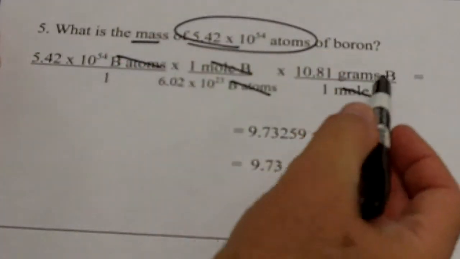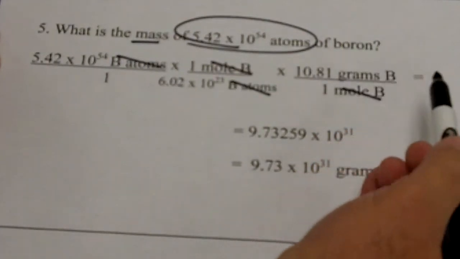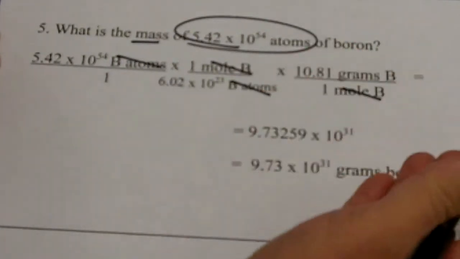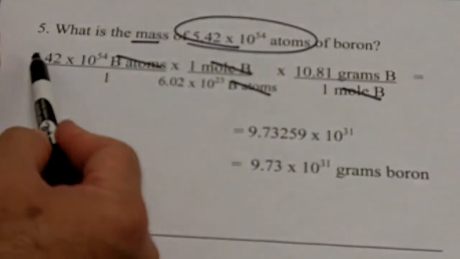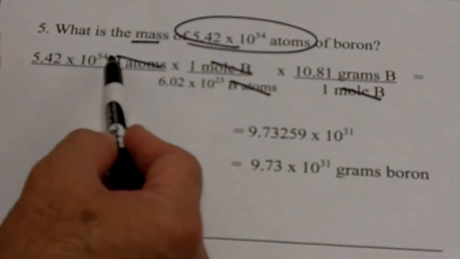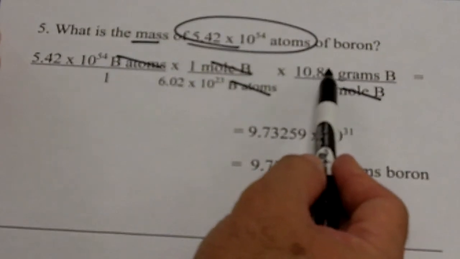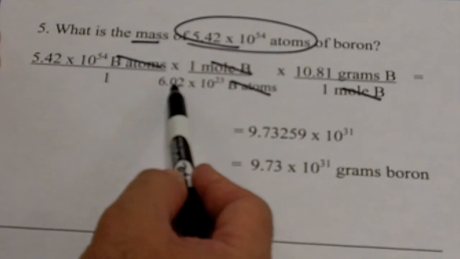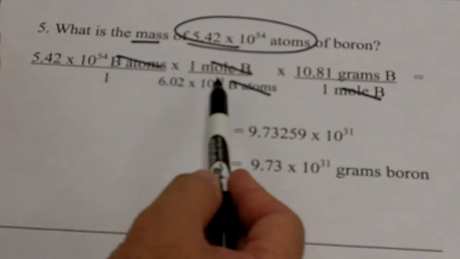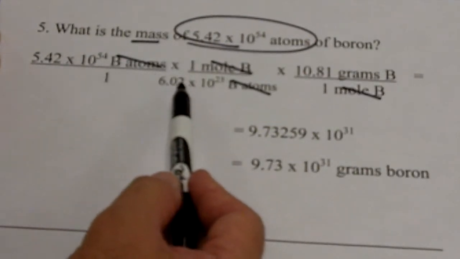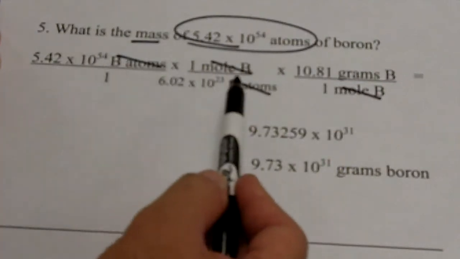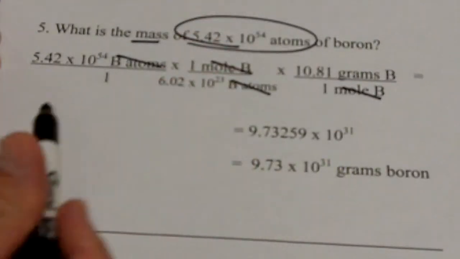Now I'll ask myself, am I done? Am I looking for grams of boron? Yes, I am. So I'm done. Get the calculator out. I'm going to multiply 5.42 times 10 to the 54th by 10.81, hit the equal sign, then divide by 6.02 times 10 to the 23rd. You may ask, couldn't I have done this division first and then multiplied? Yes, you could have if you wanted to do that. Just make sure you hit that equal sign.